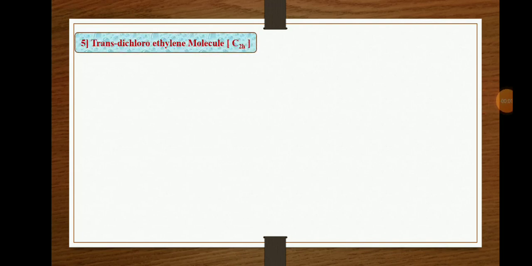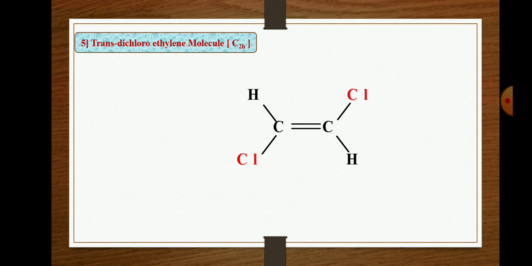Students, the next example is the trans dichloroethylene molecule. The point group assigned is C2h. Try to understand how it is assigned. I think all of you know the trans dichloroethylene molecule. You have to remember it.